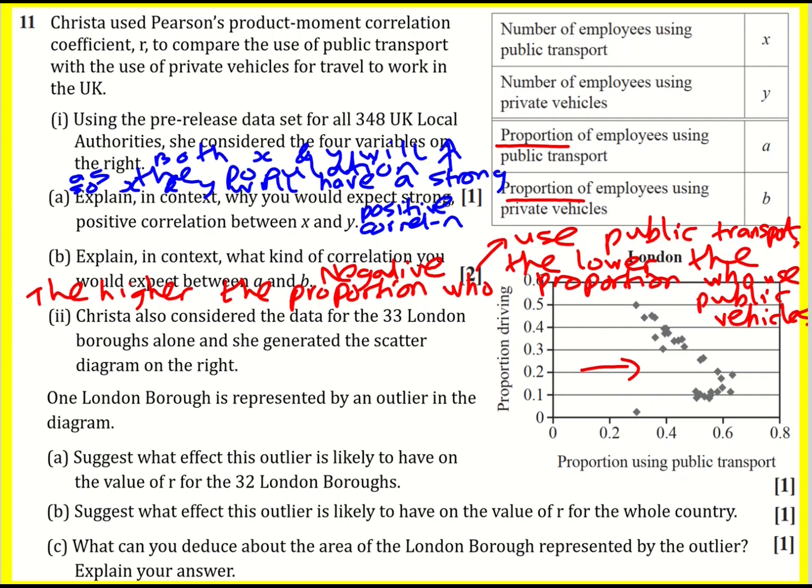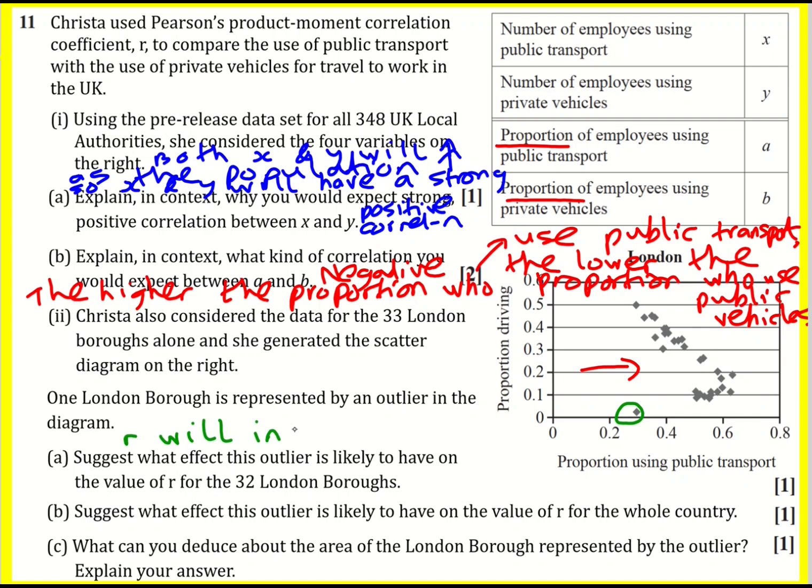Now, Krista also considered the data for the 33 London boroughs alone, and she generated a scatter diagram on the right. One London borough is represented by an outlier in the diagram. We can see it right here. Suggest what effect this is likely to have on the value of R for the 33 London boroughs. As we've talked about, there's negative correlation in the whole thing, and we can see it for sure here. Basically this outlier is going to mean that there's less correlation. But you've got to be really careful here because actually R is technically going to increase.